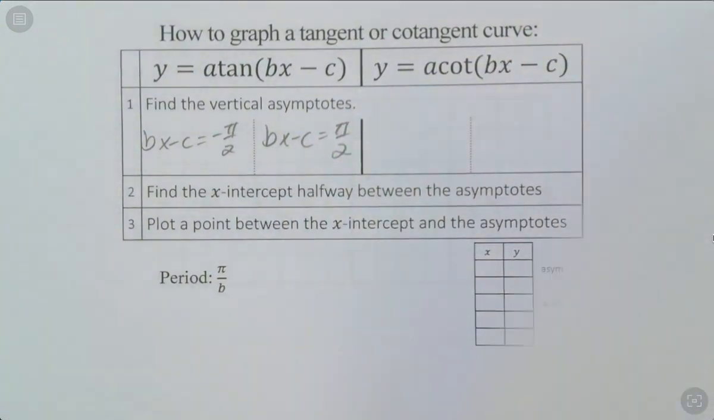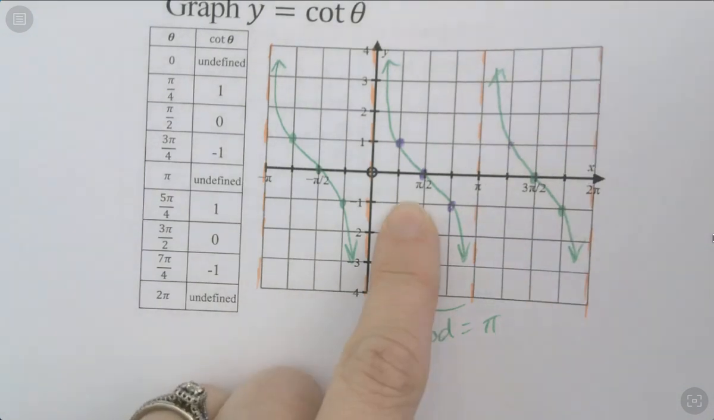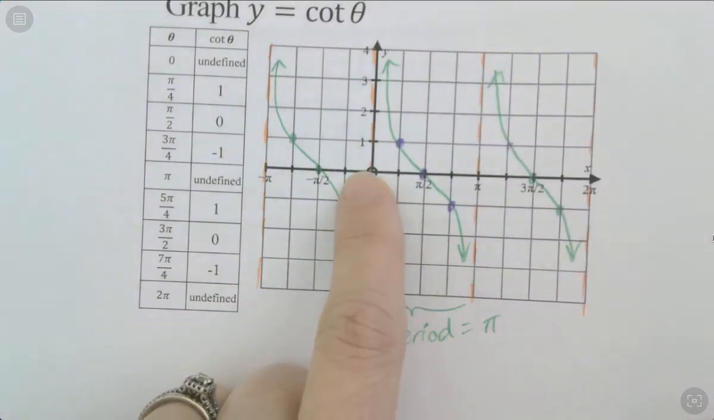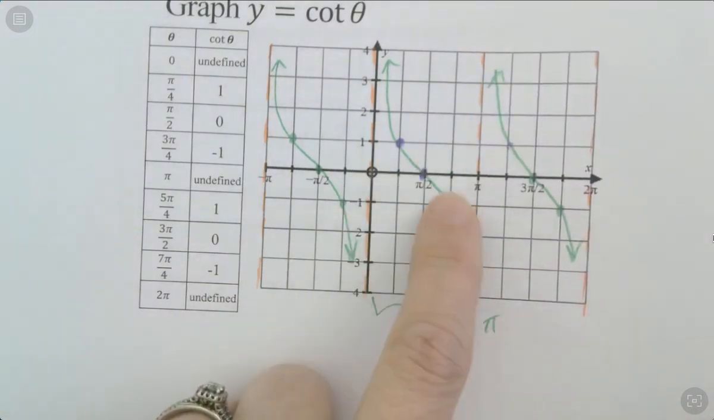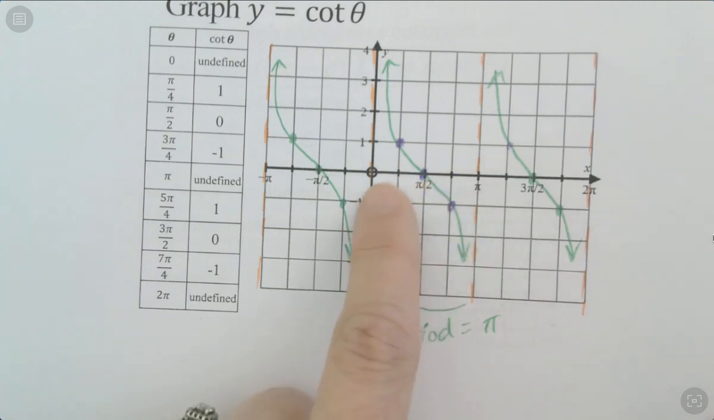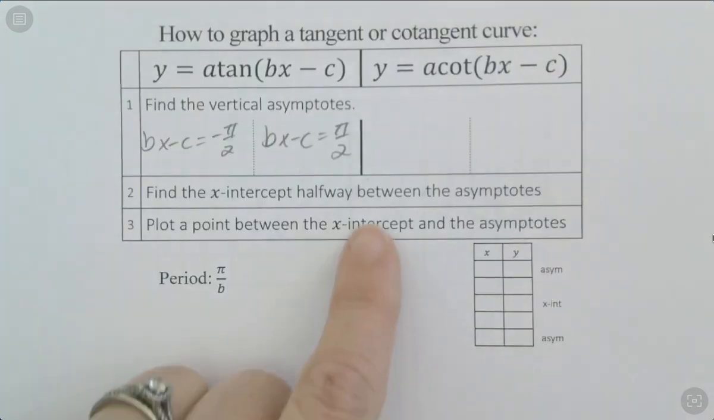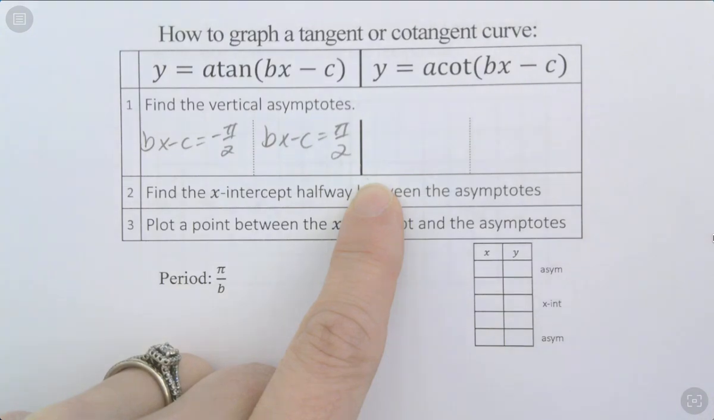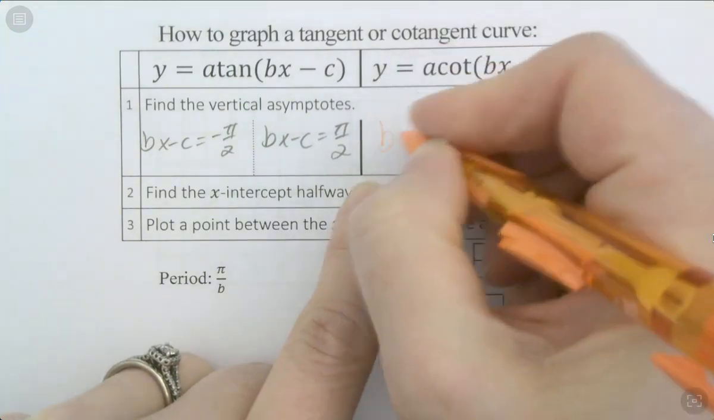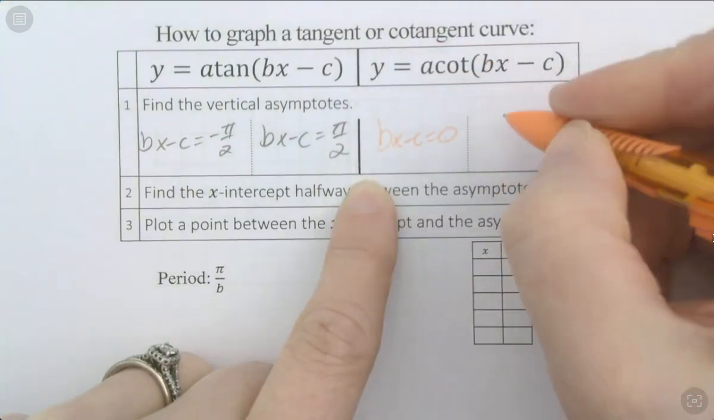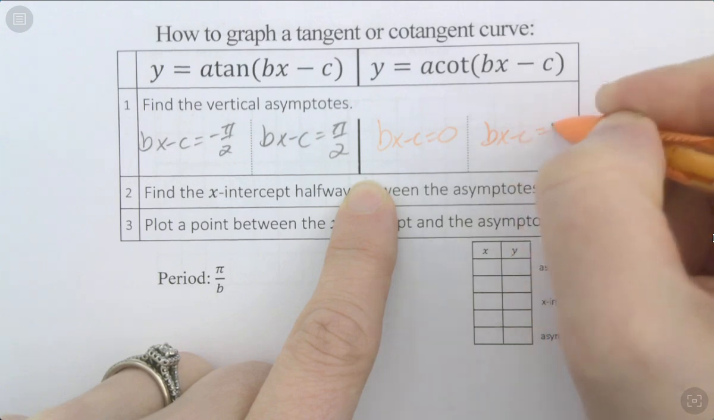And then for the cotangent curve, if we wanted to consider this first one the mother function, we have asymptotes at 0 and pi. So for the cotangent curve, let bx minus c equal 0 and bx minus c equal pi.